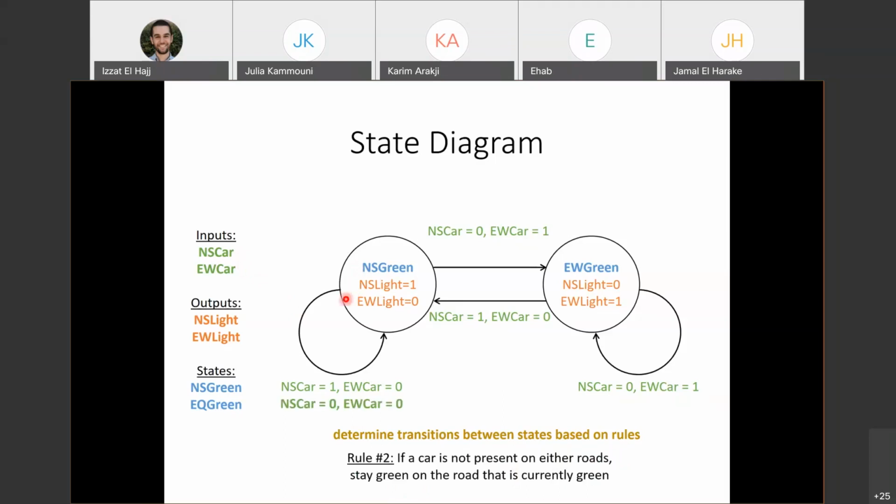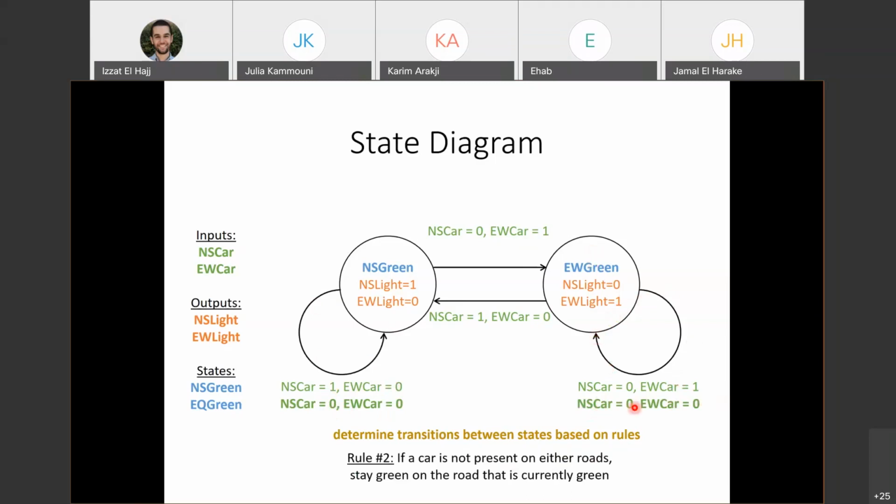So here, this transition happens in two cases: when our inputs are 1, 0, and also when our inputs are 0, 0. Okay. What about EW green? If I have EW green and I get as input 0, 0, what do I do? Right, I'm going to stay, exactly. So here I'm going to have NS car equals 0 and EW car equals 0. I will stay on this state.